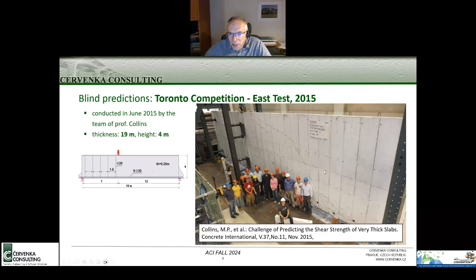So typically there is an experiment, typically at some university. This one was organized in 2015 by Professor Collins at the Toronto University. Here you see the publication where the results have been published, in Concrete International, volume 37. And you see quite a large beam.